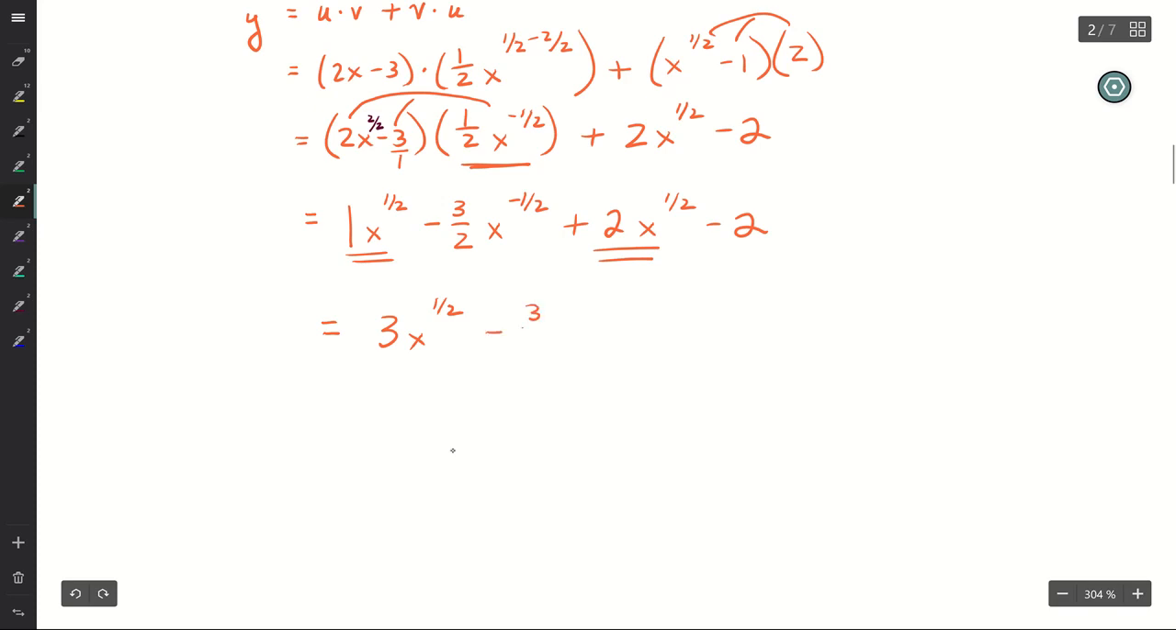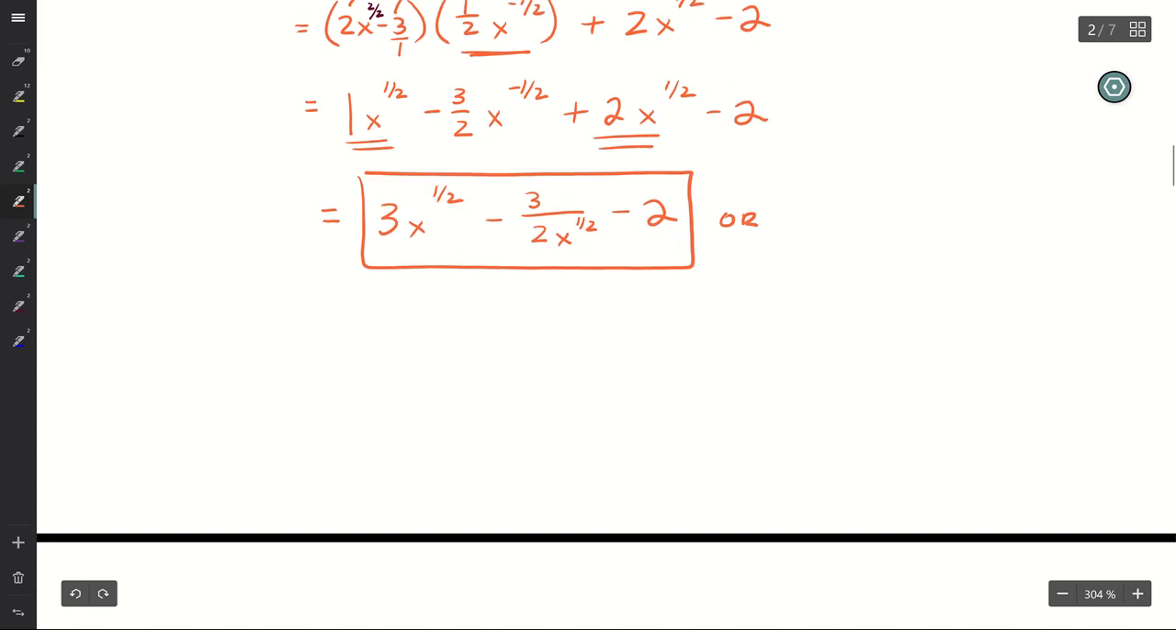On this one, we'll go ahead and drop that negative to the bottom. So it's 3 over 2x to the positive 1/2, and then minus 2. Okay, and on that one, you could leave your answer like that. That would be okay. Or if you'd rather write it in root form, we can do that as well. This would be 3 square roots of x, and then minus 3 over 2 square roots of x minus 2.